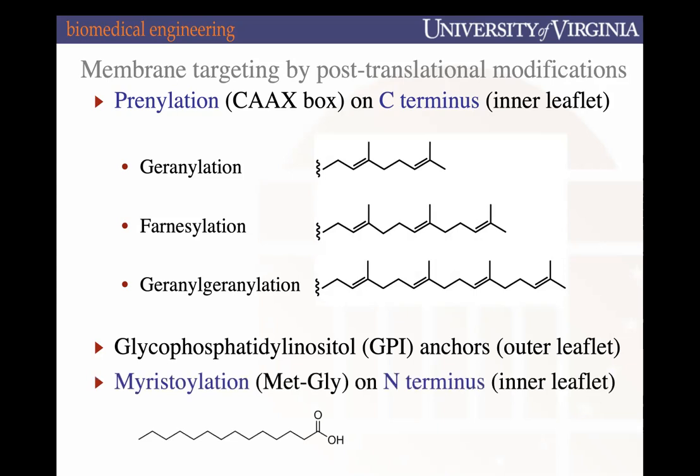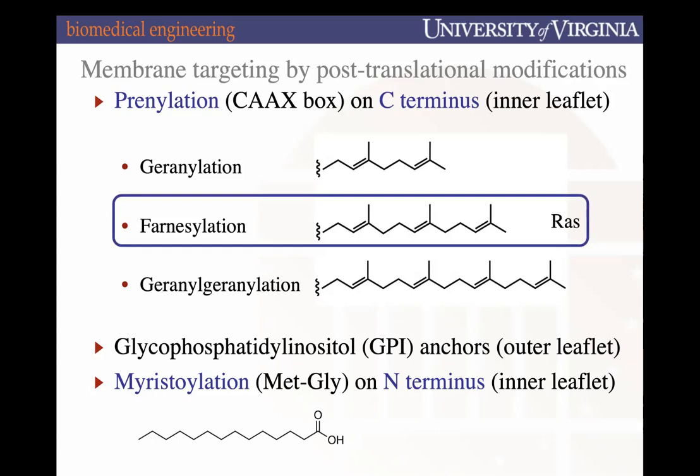Another inner leaflet modification is myristylation, but that will happen on the N-terminus. As I'm sure everyone remembers, on the N-terminus, basically the front end of an amino acid sequence or a peptide, the first amino acid is going to be a methionine. The target for myristylation is a methionine-glycine on the N-terminus, and that'll tether a protein to the inner leaflet.